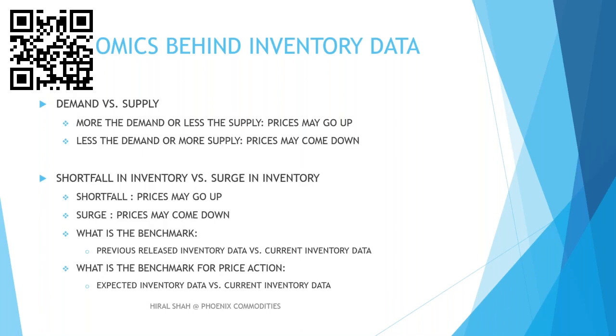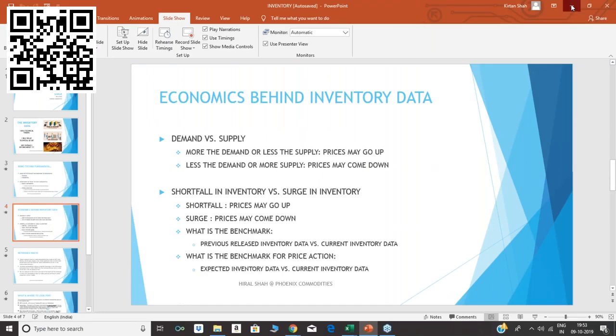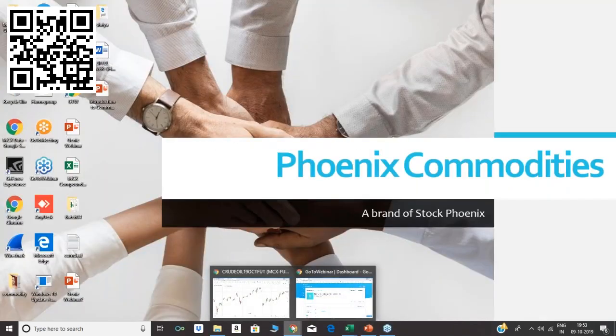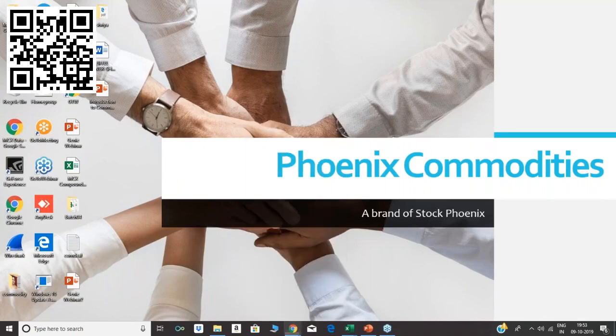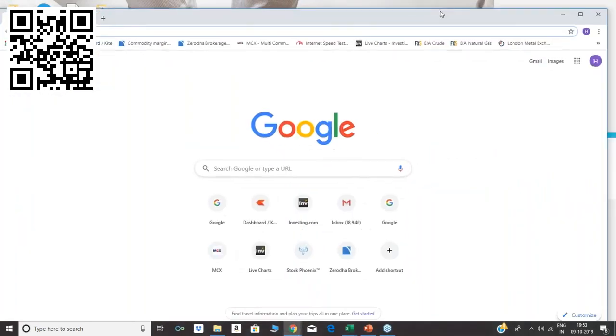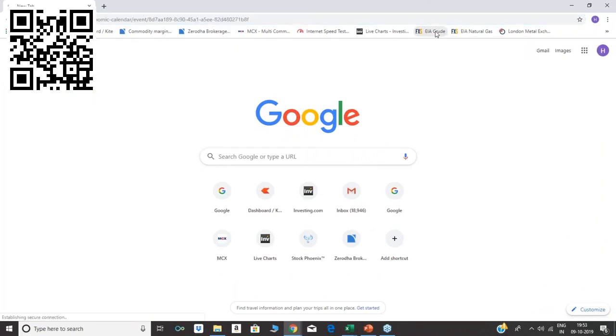We need to compare inventory against the estimated data. What was the estimated data, or what is the forecasted data by the analyst? So before the inventory is out, there are already some predictions, right? We already saw this. Let us see right now. There is always a prediction given by some good analyst on what the inventory can be. So that is very important. We need to compare current data with the prediction. Got it?